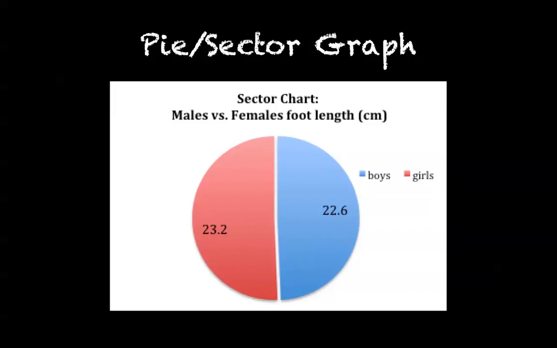I also then organised my data into a pie or sector graph. This seems to be the most appropriate representation of the data, as at a quick glance you can very easily determine who has the larger foot length.